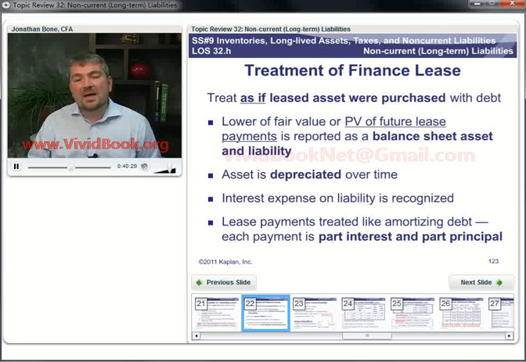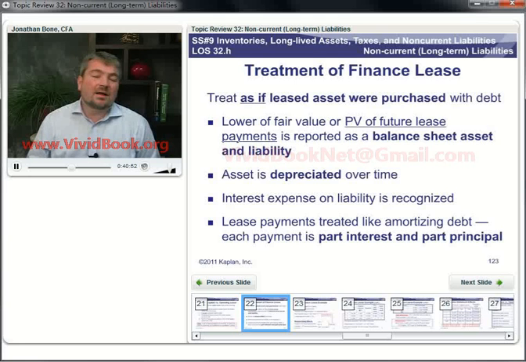In the liability, again, we record a liability equal to the present value of the lease payments, and that, again, is going to be shown as a liability, split between current and long-term liabilities. We're actually going to charge interest on the liability over its life. So in our income statement, we're going to see depreciation and interest. In our balance sheet, we're going to see an asset and liability.